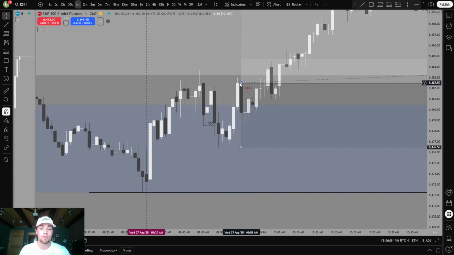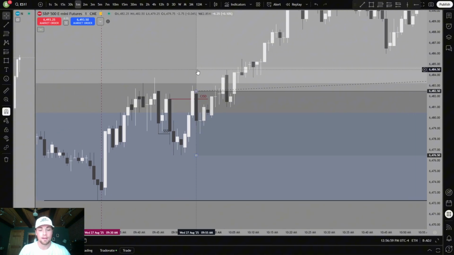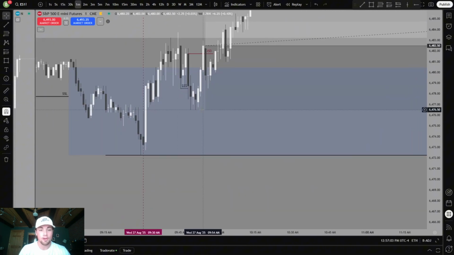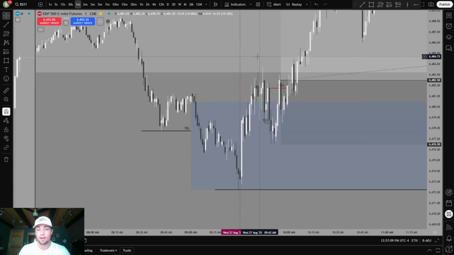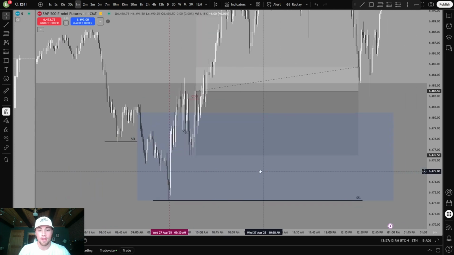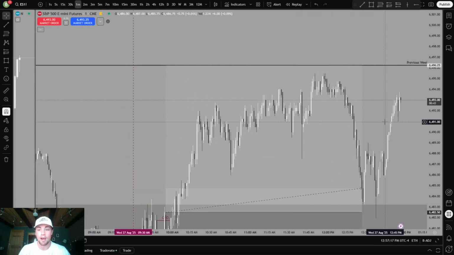And that gave me everything I needed to enter long. So I entered long right here at 9:55 a.m. I placed my stop below these 1 minute manipulation lows because that's where the trade was invalidated. And yeah, that was a proper stop point. And my take profit was set at previous week high.